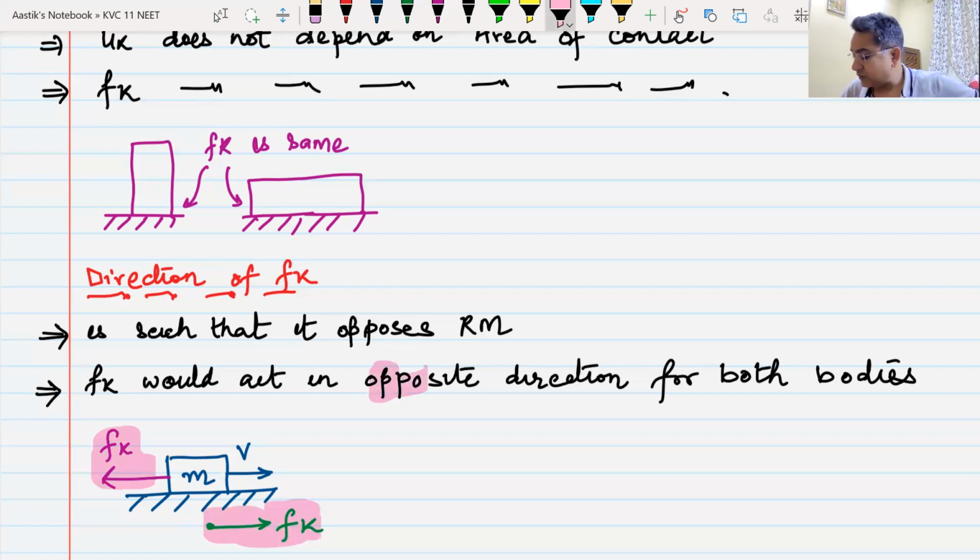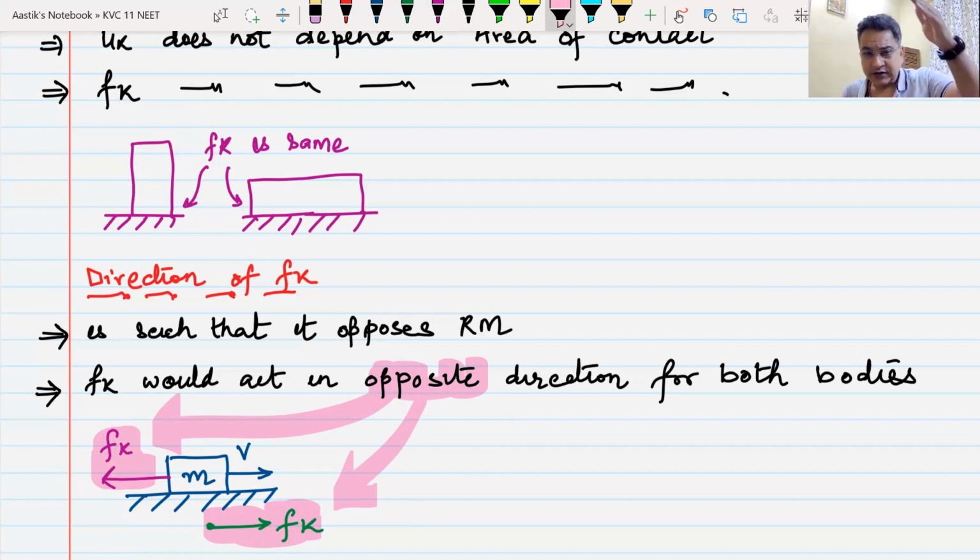You look at these two forces, they are in the opposite direction because this kinetic friction is an action-reaction type of force. Whatever be the direction of friction applied by one body on the second body, the second will apply the same frictional force, same magnitude, but opposite in direction. Do we understand this?